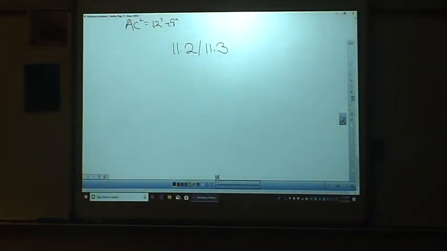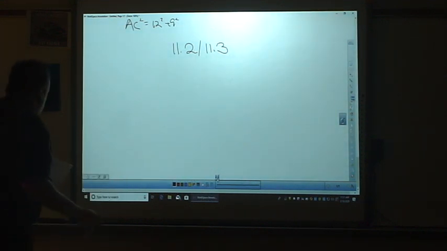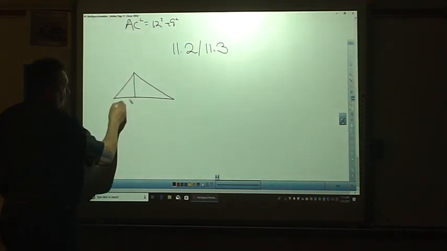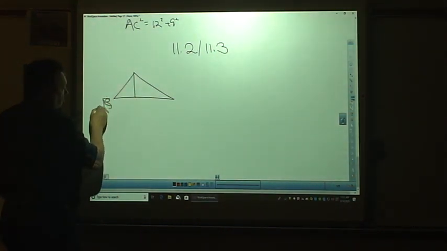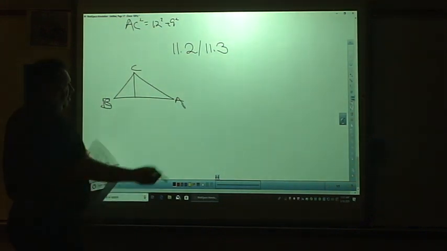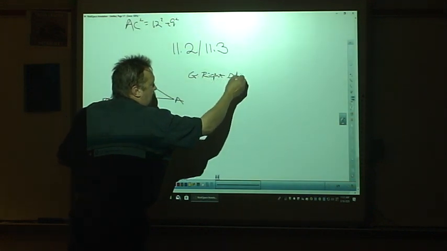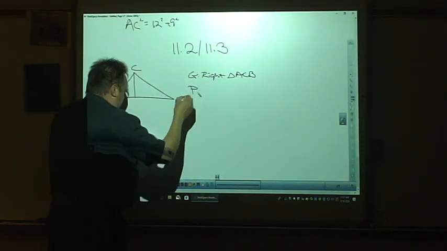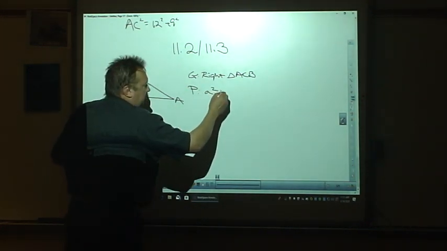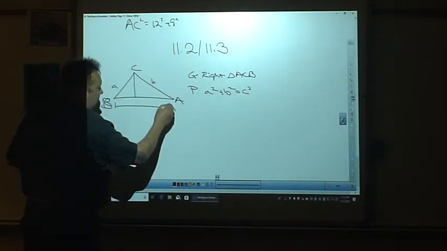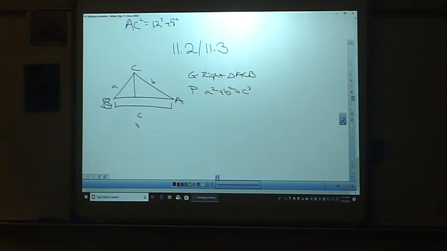So we are doing lesson 11.2, 11.3. We are going to start out with a new proof for the Pythagorean theorem. And we will start with this right triangle. And we're going to say that the given is right triangle ACB. And I want to prove that a squared plus b squared equals c squared. Here's my a, my b, and my c. So I'm going to use what we have with the corollary 1 to theorem 49 to prove this.